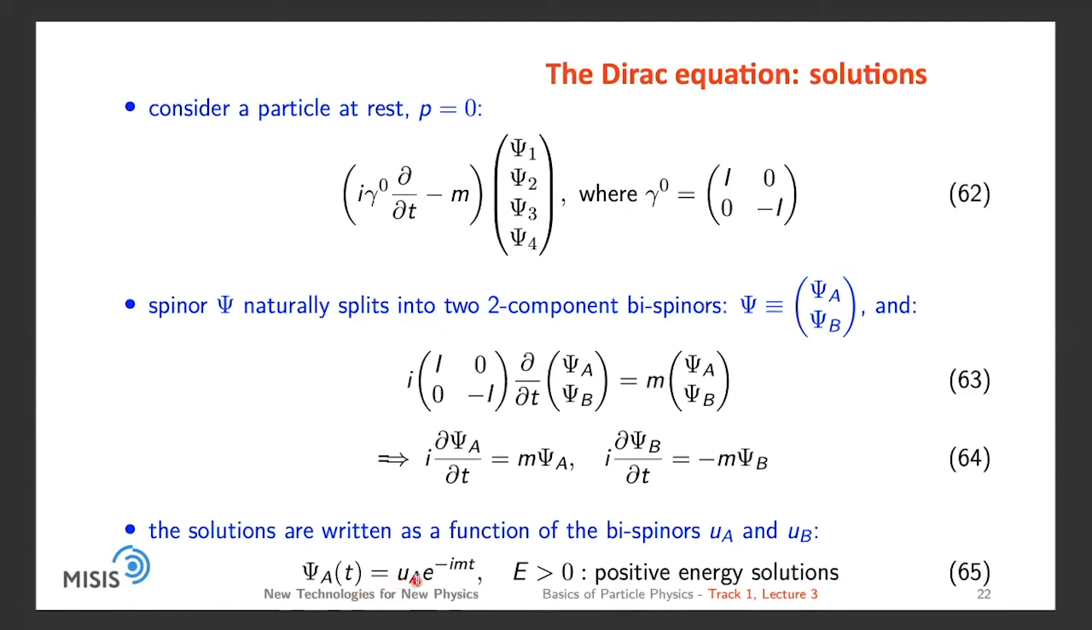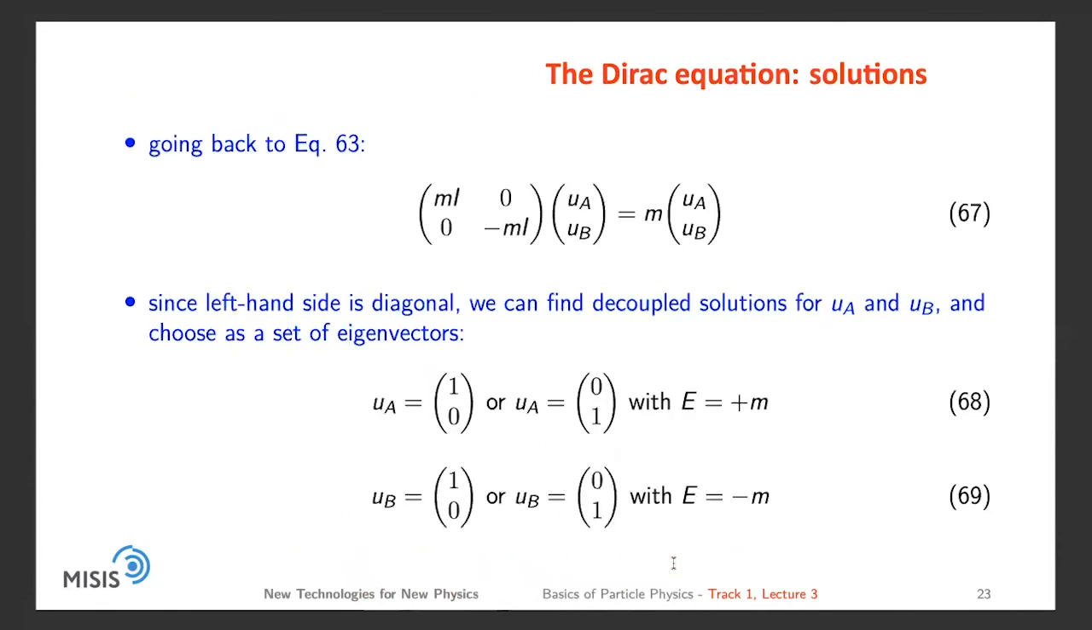Psi A is equal to UA times E minus EMT for the positive energy solution, and UB for the negative energy solution. Now we can go back to equation 63 and write it in the following way. Since the left-hand side here is diagonal, we can find decoupled solutions for UA and UB and choose them as a set of eigenvectors. For example, you can take UA equal to (1, 0) or UA equal to (0, 1) for the positive energy, and UB equal to (1, 0) or (0, 1) for negative energy.